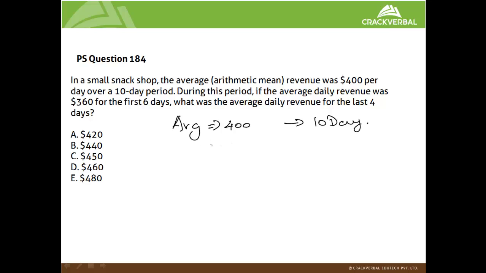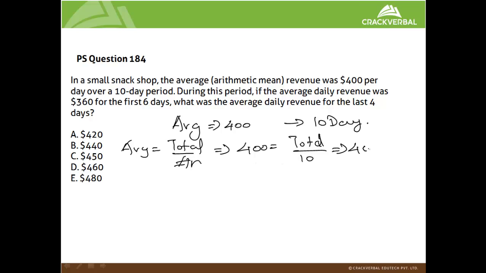In that case, if the average is 400, then what would the total be? Average is nothing but total divided by the number of things. Here the average is 400, so total divided by number of days, which is 10, means the total has to be 4000.